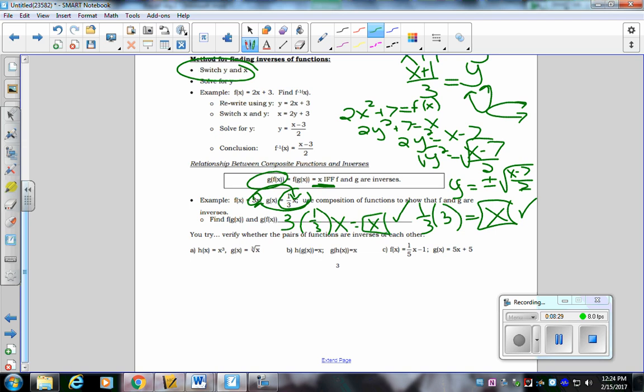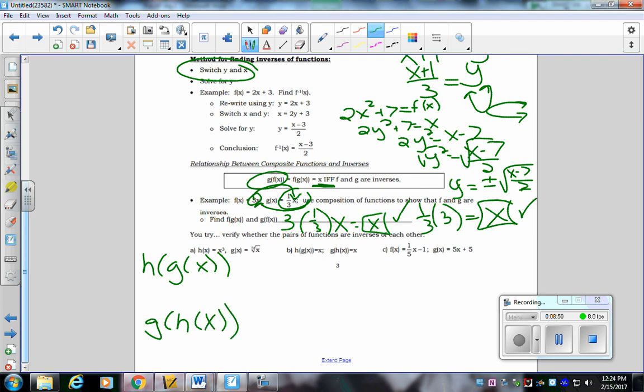If you get anything else besides x, like even if it's just a negative x, they are not inverses. They both have to simplify to x. So if one does but the other one doesn't, they are not inverses. All right, our examples down here. So we're going to do h of g of x and g of h.